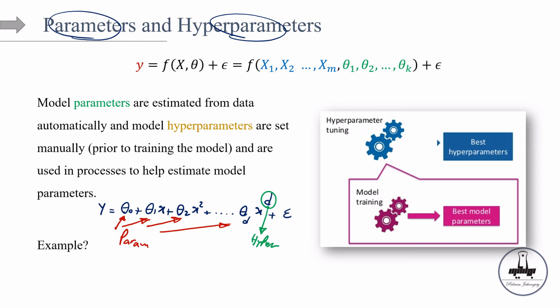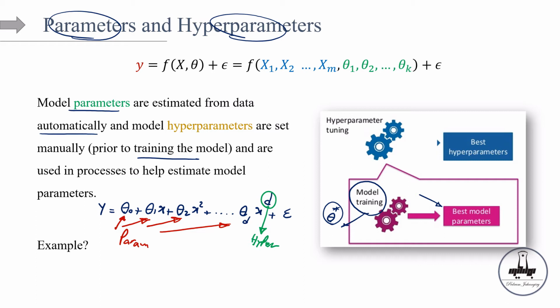The parameters are estimated from the data automatically. By automatically, I mean by doing an optimization. And model hyperparameters are set manually prior to training the model. So when we say an algorithm learned the pattern, it means it calculated the parameters. Model training happens when the parameters are solved for. So here we get the best model parameters. Let's show them with theta star.